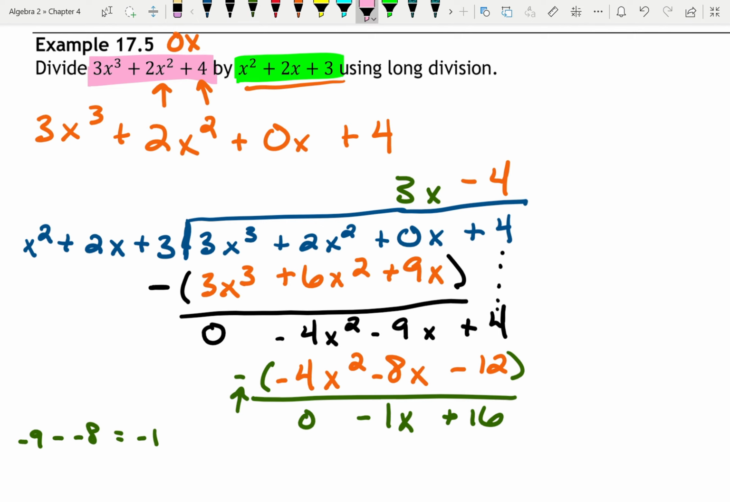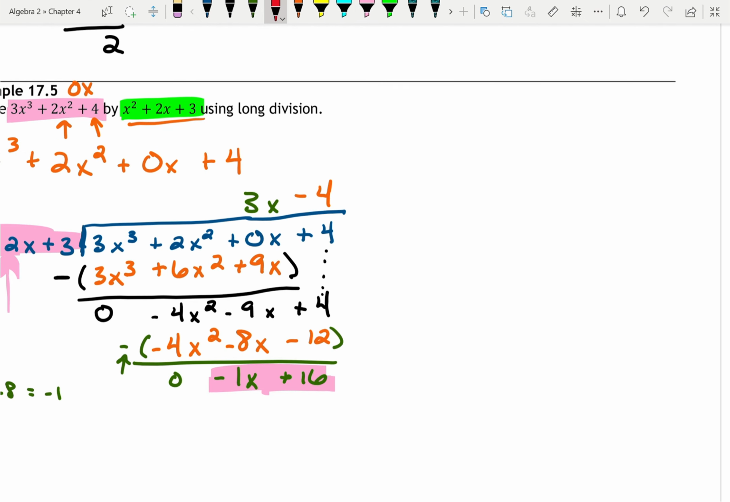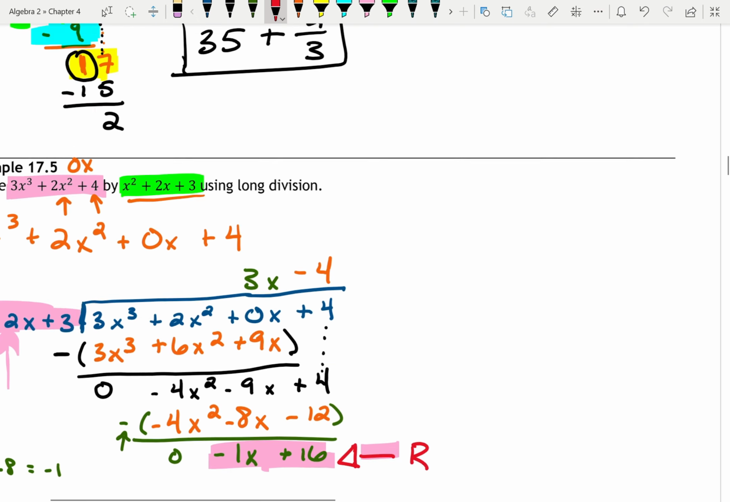Now, I look at my bottom term here, this guy right here. There is no way that I can take the piece that I'm dividing by on the left side and turn it into that. So that's going to be my remainder. So this is my remainder.